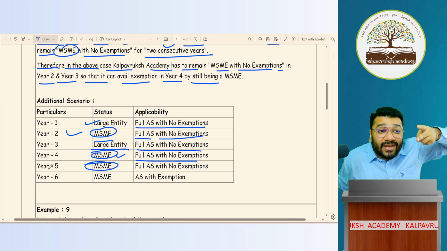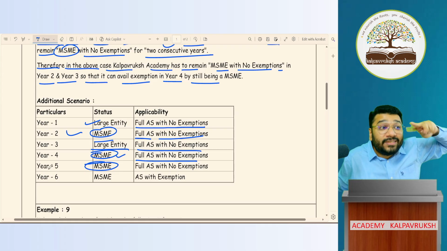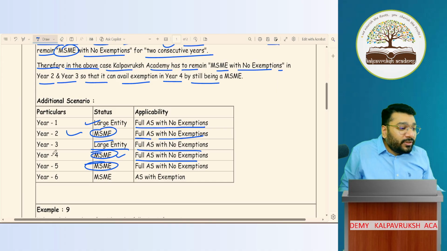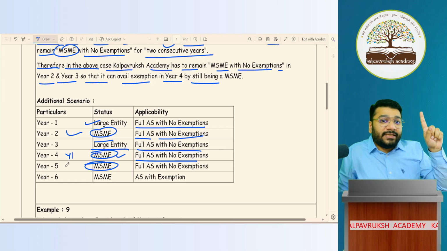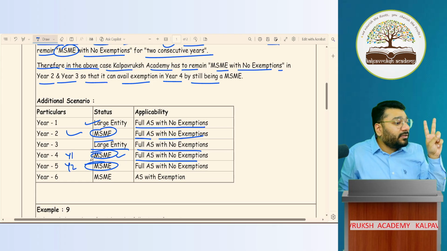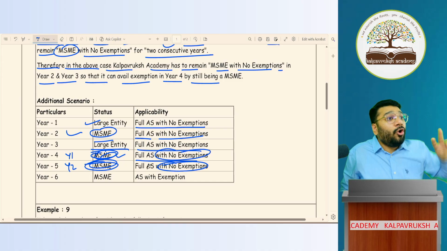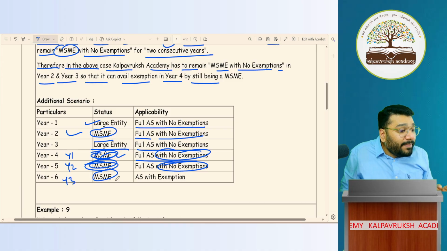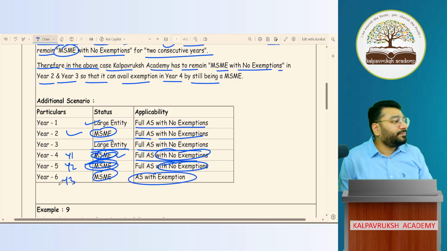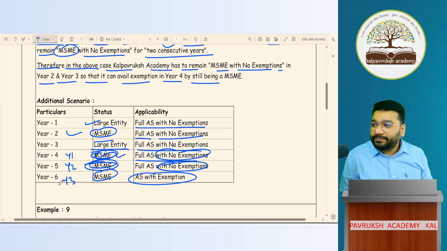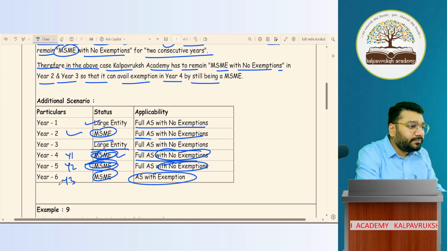2 consecutive years it should be MSME. So this will be considered as year 1 of consecutiveness, and this is the 2nd year. So 2 years of consecutive MSME with no exemption. Only then, in the 3rd year of MSME, the exemption will come. Okay, not okay? Everybody, online people, correct? Fantastic.